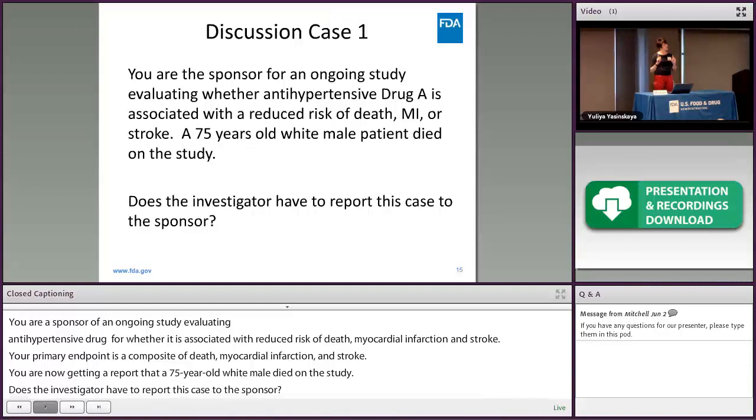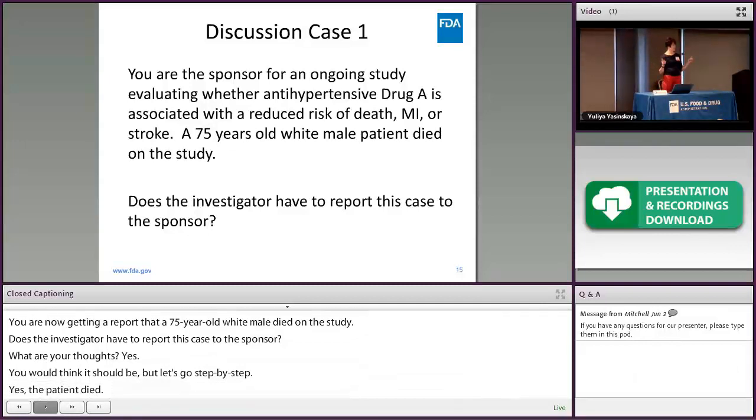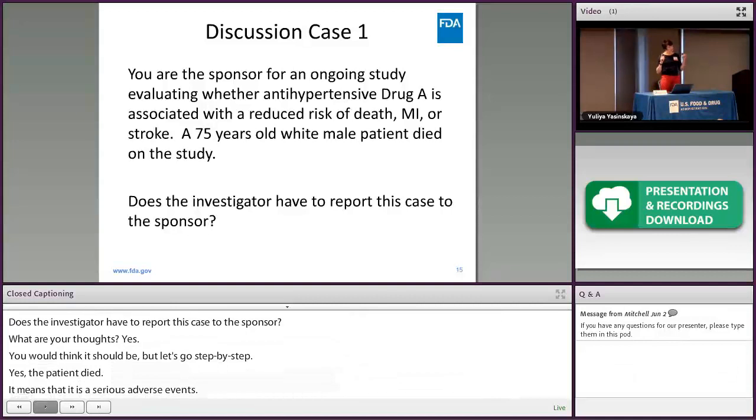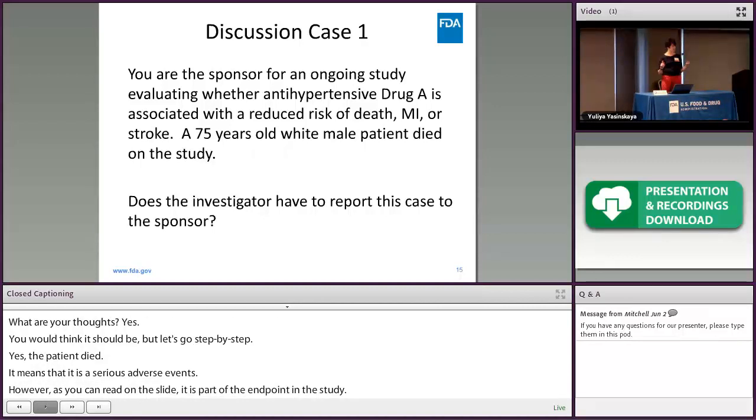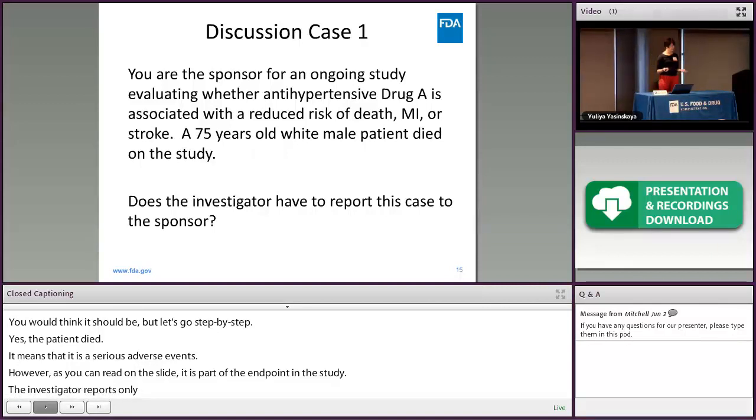So yes, the patient had died. It means that it is a serious adverse event, right? However, as you can read on the slide, it's a part of the endpoint in the study. So the investigator reports only certain serious adverse events that are not a part of the endpoints on the study. So let's say we need to know some more information. What caused death in this particular patient? Let's say the patient had died of anaphylaxis.